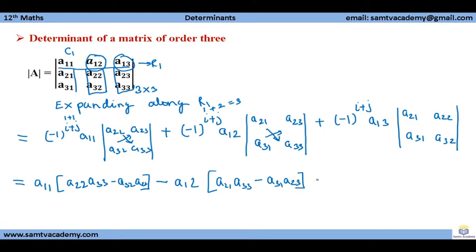Similarly, for the last element, we will see what will be the sign. So what is i? 1 plus 3 is 4. So 4 will make it positive, like 2 times square. So here positive sign will come, A13, and if we solve this, it will be principal diagonal minus other diagonal. So A21, A32 minus A31, A22. This is the method to solve the determinant of order 3 by 3.